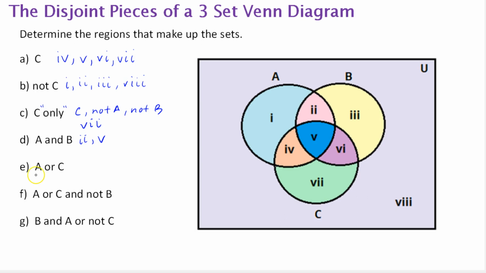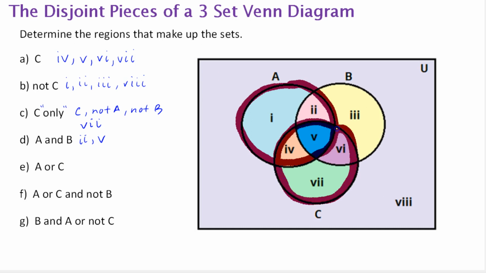Next, we're asked to find the regions for A or C. So remember, or means union, so this is anything in A or anything in C. So here's A. So we want everything in here. So we're going to include 1, 2, 4, and 5. But we also want to include anything in C. So I'm going to circle C.